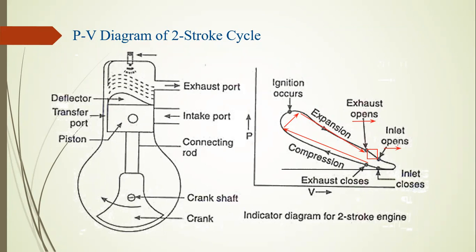To stop this scavenging process, the piston suddenly moves in an upward direction and closes the inlet. Here it first closes the inlet and then closes the exhaust port. That's how the scavenging process is stopped. This is the PV diagram for the two-stroke cycle.